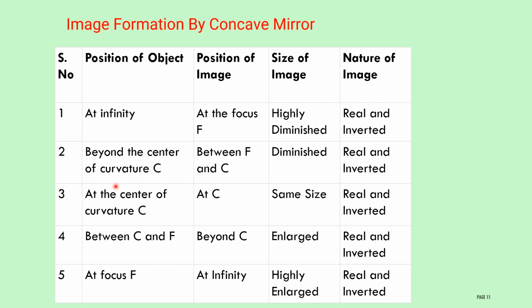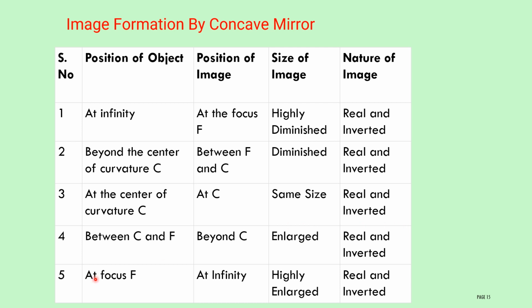Third one, position of an object is at the center of curvature C. Position of image at C, same center of curvature. Size of the image is the same as the size of an object. Then nature of the image is real and inverted. Fourth one, position of an object is between C and F. Position of image is beyond C. Size of the image is enlarged. Nature of the image is real and inverted.